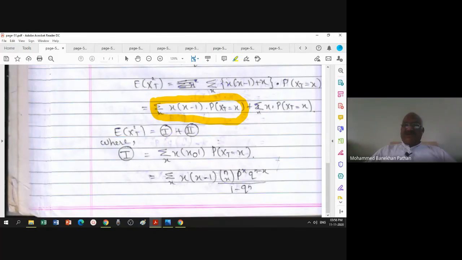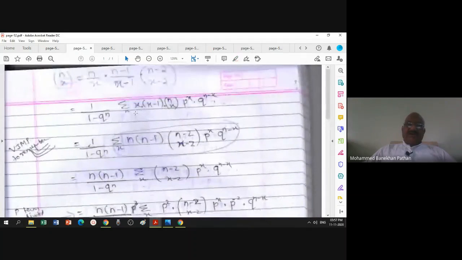Summation x into x minus 1 into probability of truncated binomial. I put the formula of this truncated binomial: nCx p raised to x q raised to n minus x, total divided by 1 minus q raised to n. After this, 1 minus q raised to n is a constant term. You can put it outside the summation. So we get, on the next page, 1 upon 1 minus q raised to n summation x into x minus 1 nCx p raised to x q raised to n minus x.